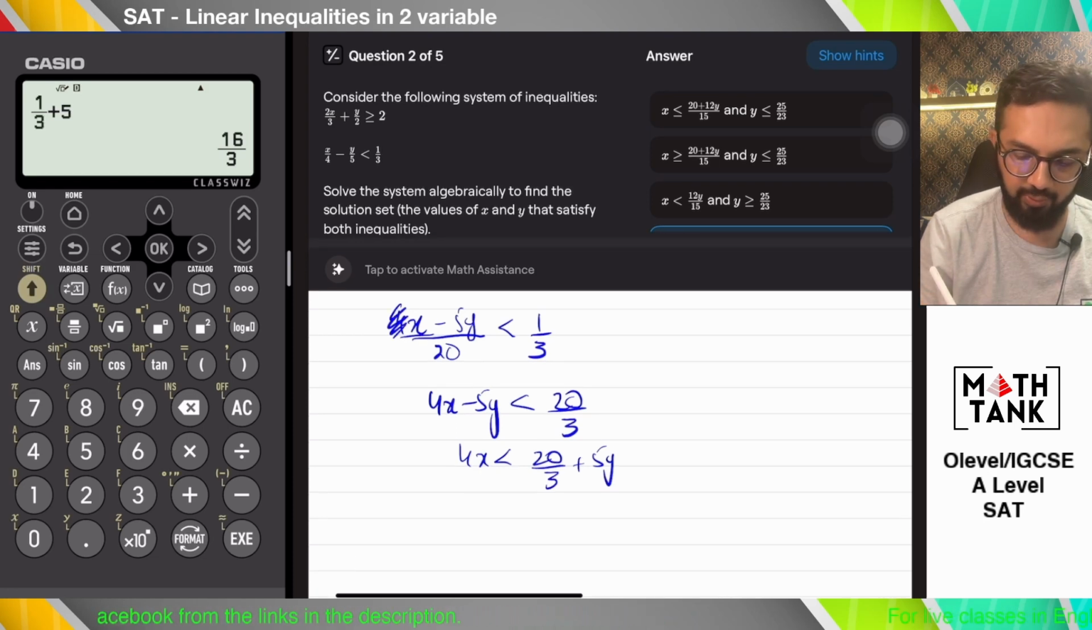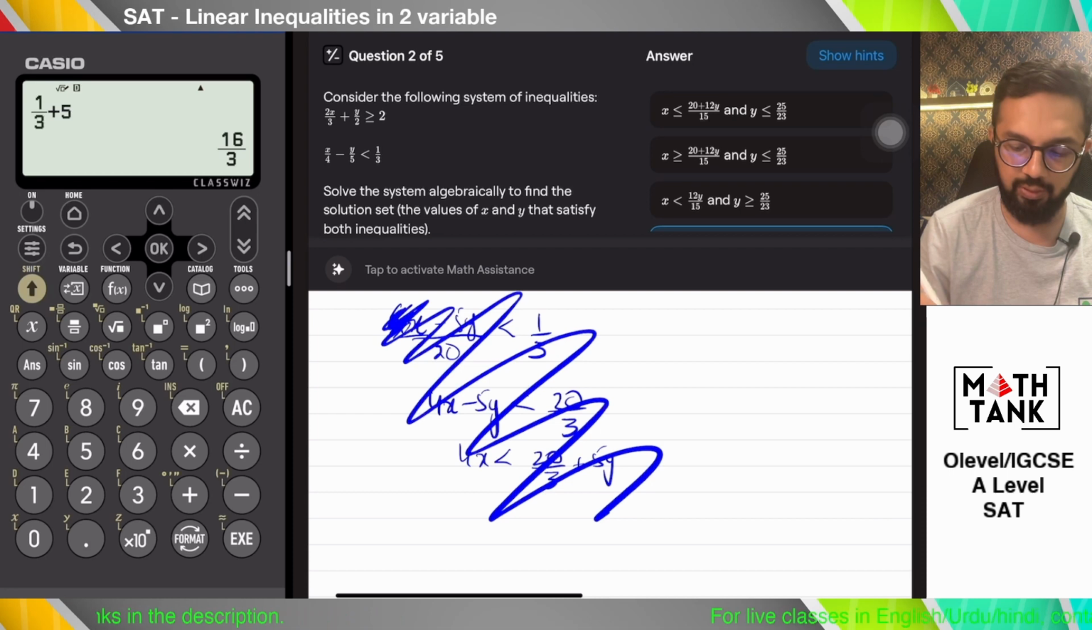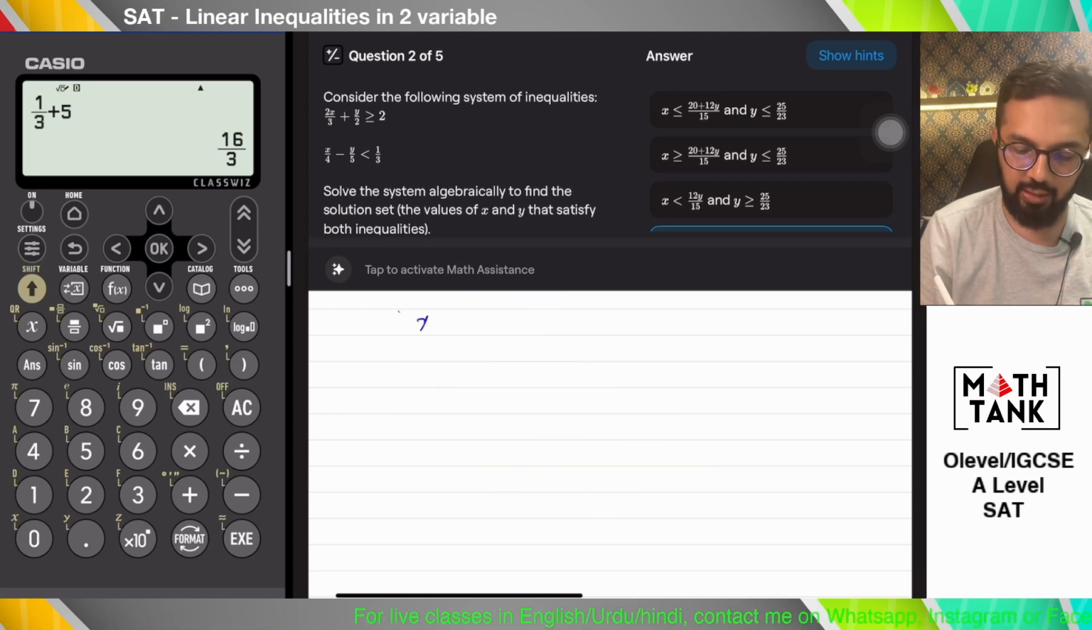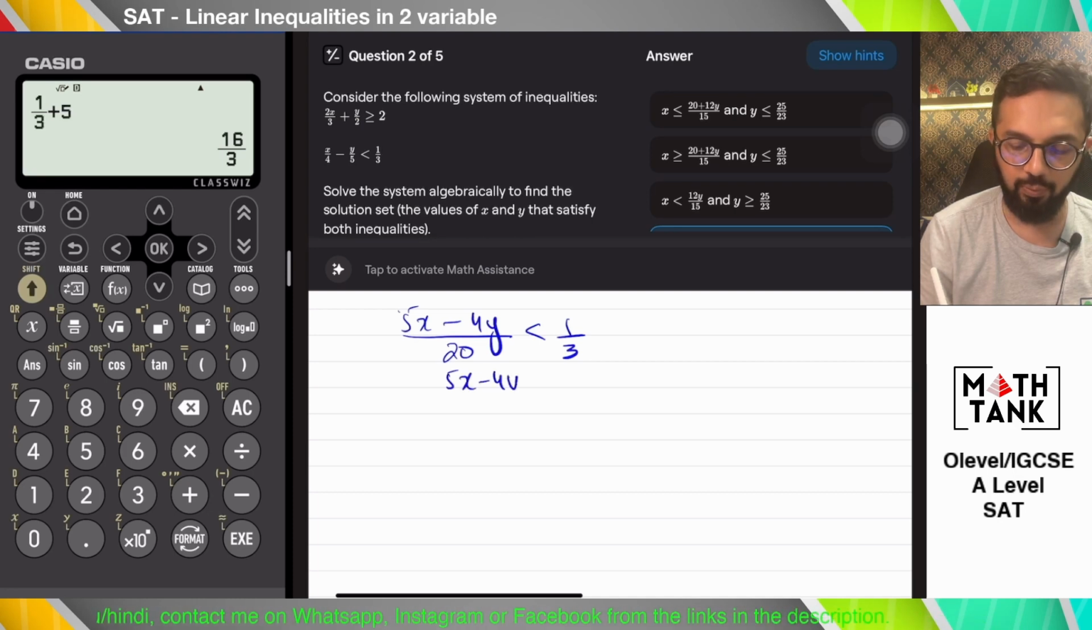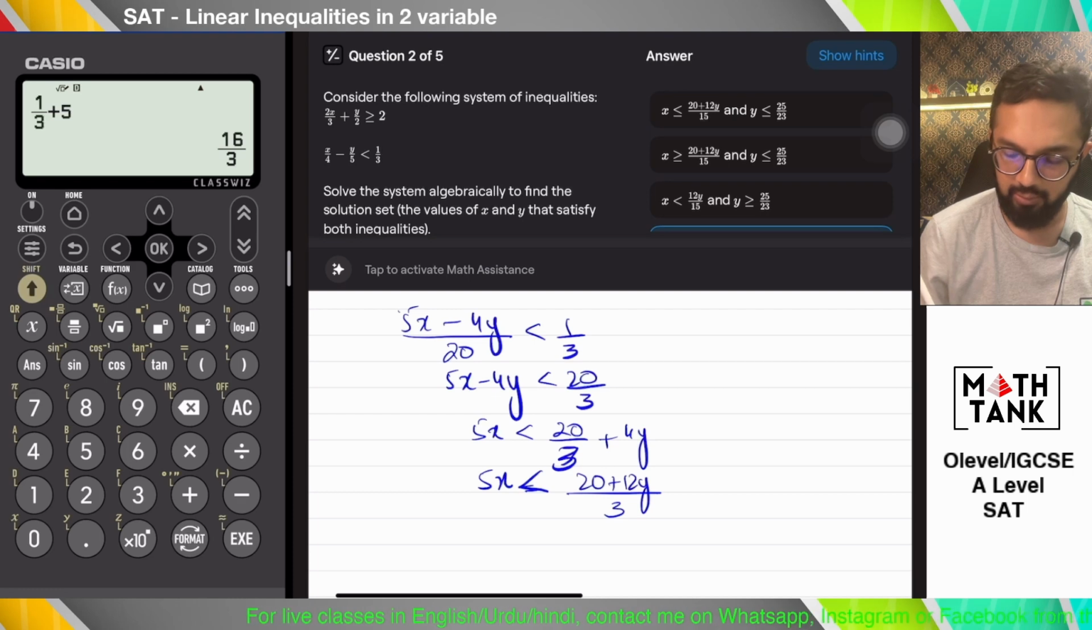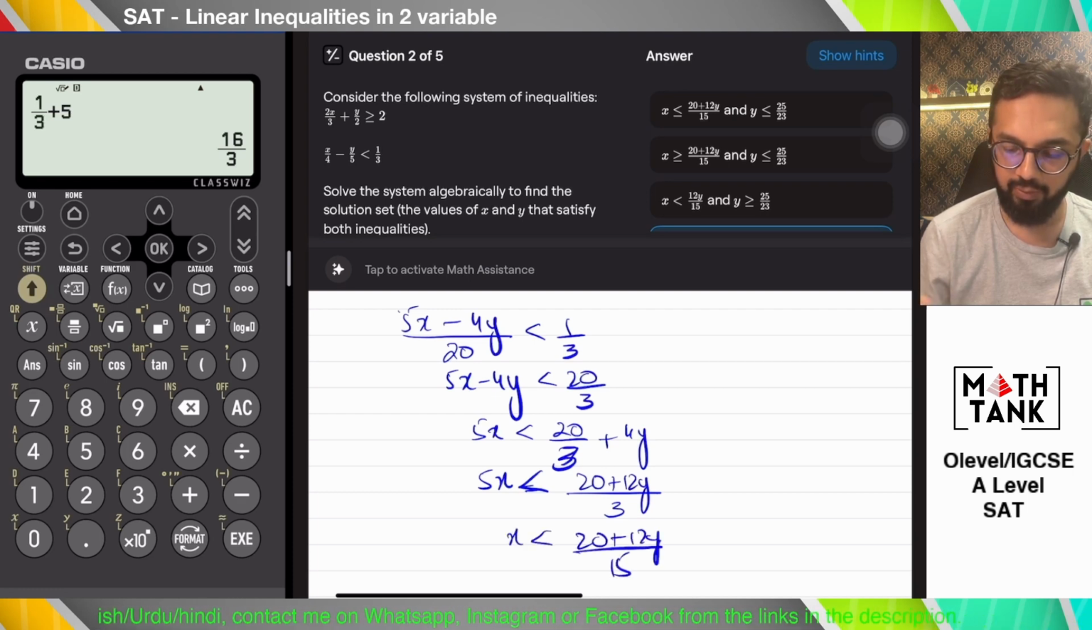I've written this the other way around. This should be 5x and 4y. Let me just cancel that now. Okay, let's do that again. That's 5x minus 4y is less than 1 over 3. 5x minus 4y is less than 20 over 3. 5x is less than 20 over 3 plus 4y. So 5x is less than 20 plus 12y over 3, and x is less than 20 plus 12y over 15.